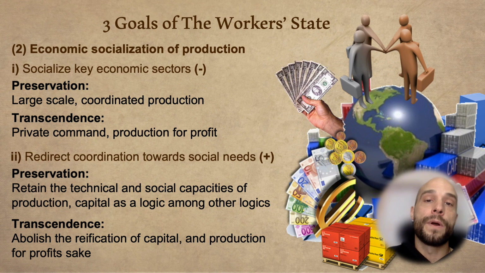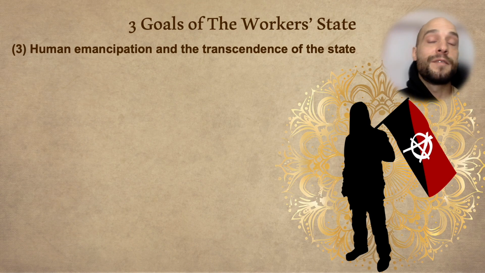Democracy at work. Now we come to the third and final goal of a worker's state, human emancipation and the transcendence of the state. For Avineri, this is the most radical and most misunderstood claim in Marx's political theory. The worker's state is not the end of history. It's a transitional form whose purpose is ultimately to abolish the conditions that make a coercive state necessary in the first place.